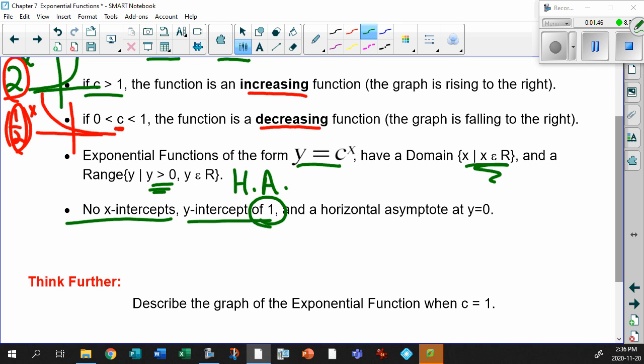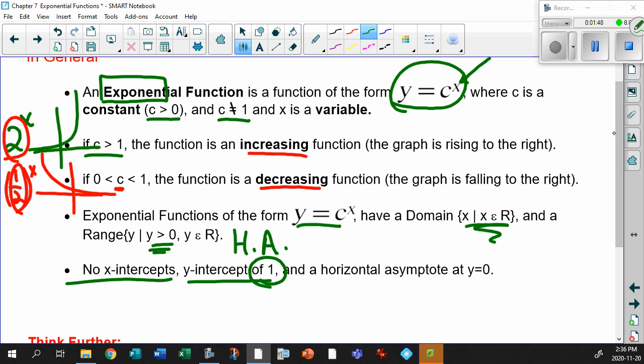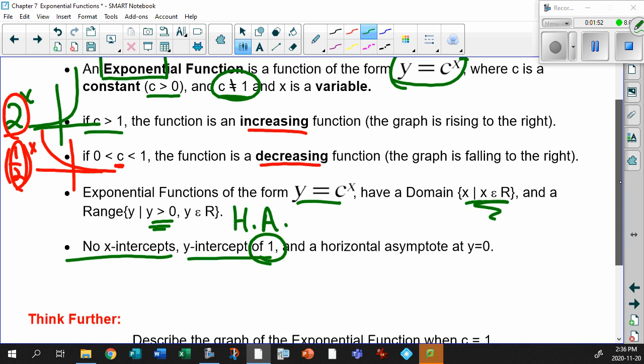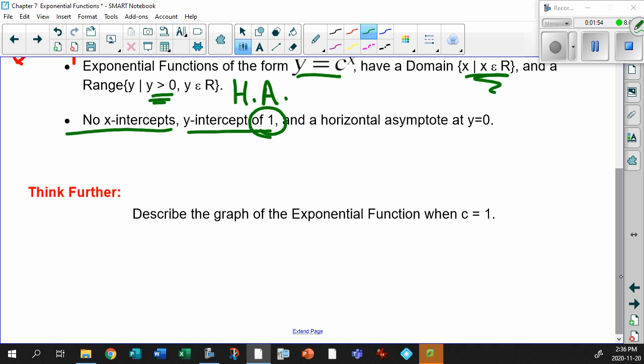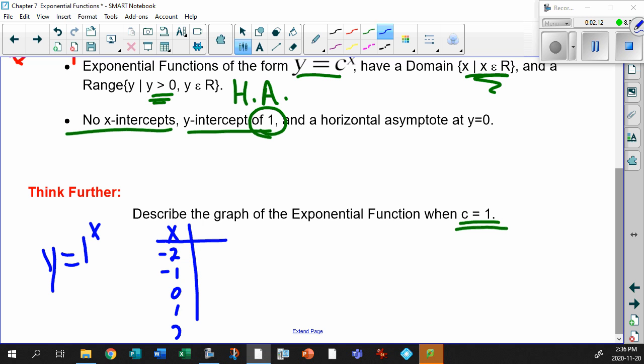So much fun. But I got a question for you. I want to go back to where I said that C cannot equal 1. Why? Tell me, what does a graph look like if C was 1? Let's write it out: y equals 1 to the power of x. It's going to be a pretty boring graph. Think about it. Do a table of values, with x values from -2, -1, 0, 1, 2.